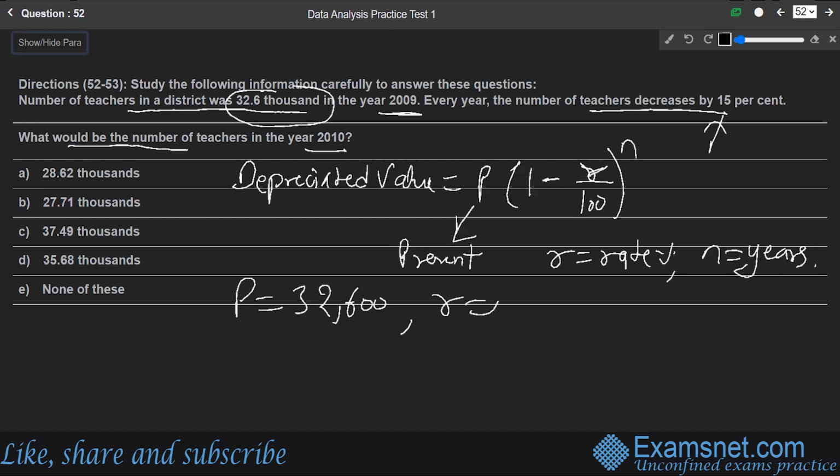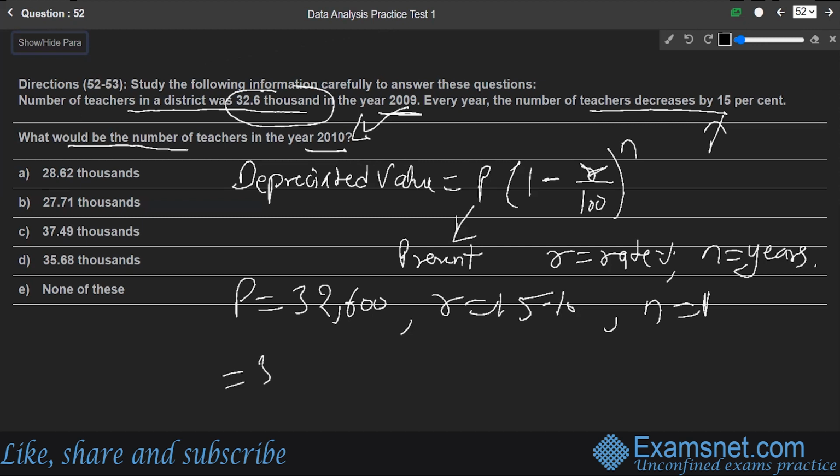So clearly the rate value is 15%. They are asking for the number of teachers in the year 2010. From 2009 to 2010 is a 1 year period, so clearly the n value is 1. So we have all the values with us. Now we are supposed to calculate the depreciated number of teachers.